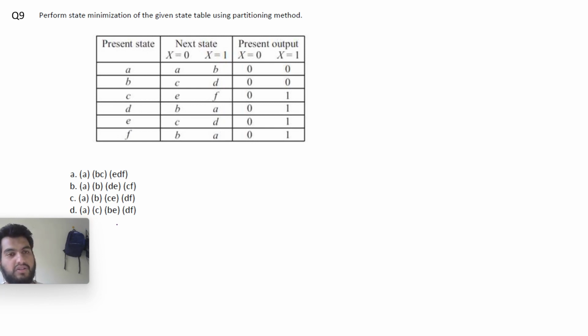Question number 9 asks us to perform the state minimization of the given state table using the partitioning method. Earlier we saw the row table method, then we saw the implication chart method. Now we need to find out the minimization using the partitioning method.